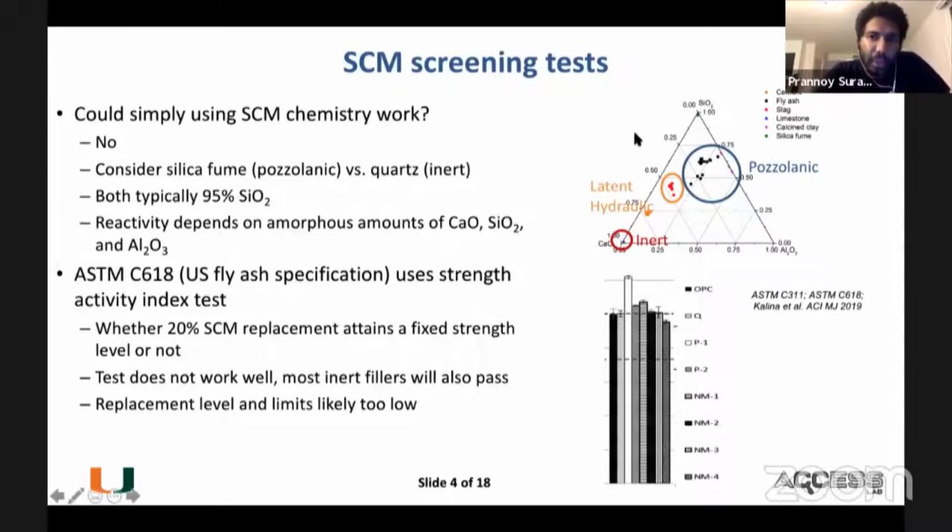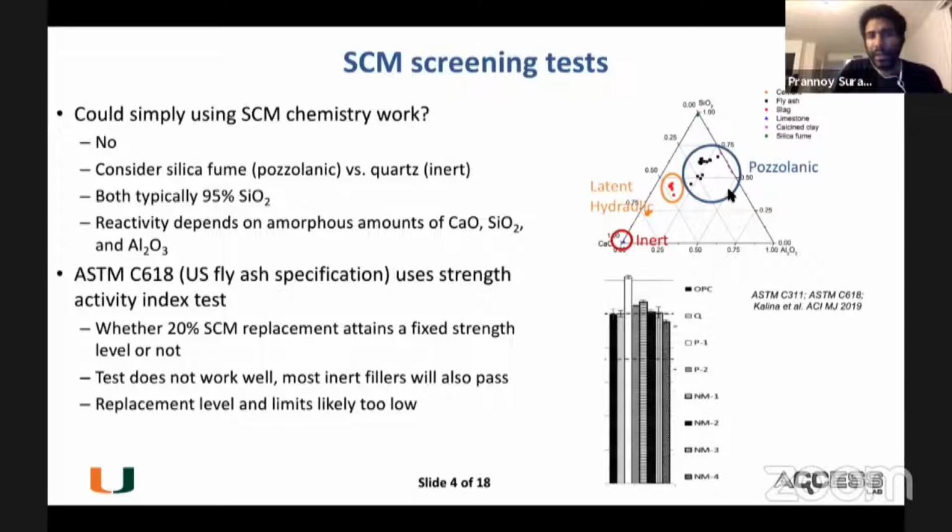So you cannot use simple bulk amorphous content. And the reason for that is because the reactivity actually depends on the amorphous amounts of CaO, SiO2, and Al2O3. The problem is these are quite complicated to determine. So it's not as easy as just determining the bulk composition, for example.